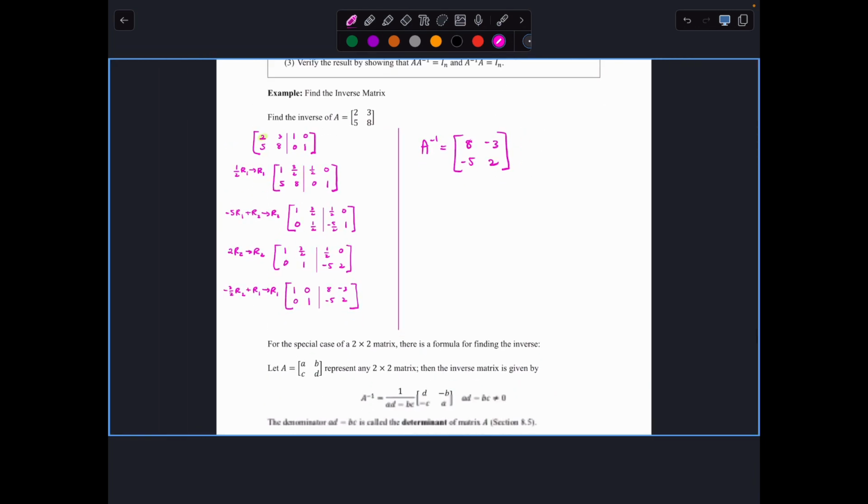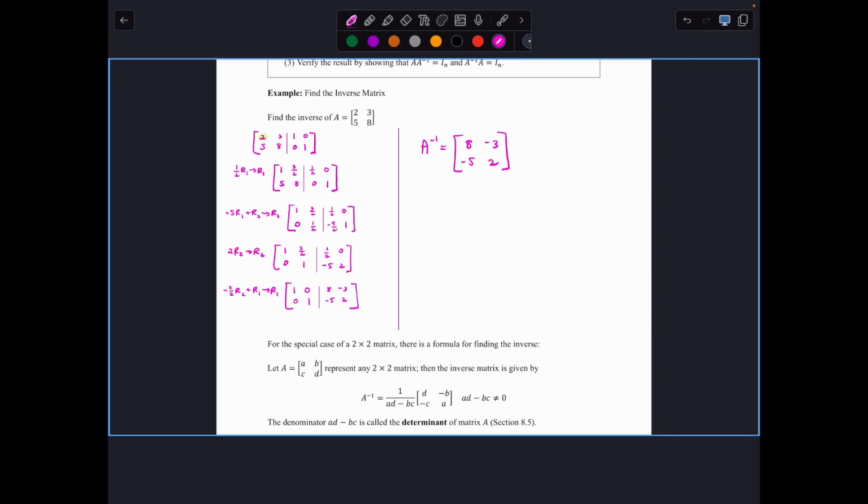Now, for 2x2s, there's a special formula that you could memorize in order to come up with A inverse. This, if any of you are taking the SAT, I believe this comes up. Your calculator, I believe, can do it. Calculate the determinant.